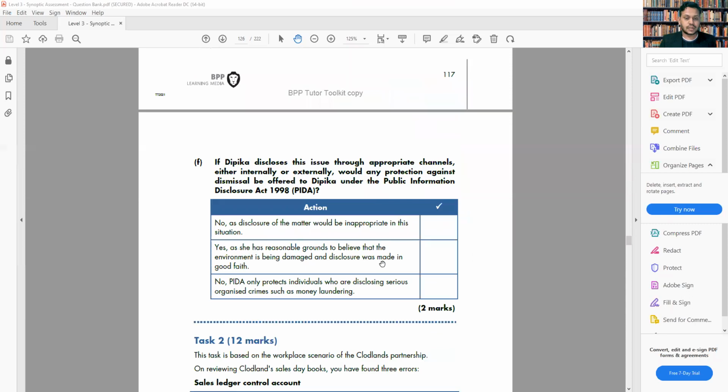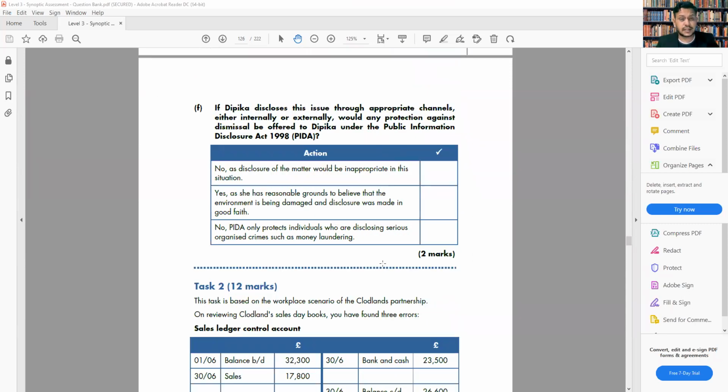The next one we have here is: if Deepika disclosed this issue through appropriate channels, either internally or externally, would any protection against dismissal be offered to Deepika under the public information disclosure? So for example, if she disclosed this information and the company tried to sack her or remove her from the job, is there any way she can protect her job? So what will be the answer here?